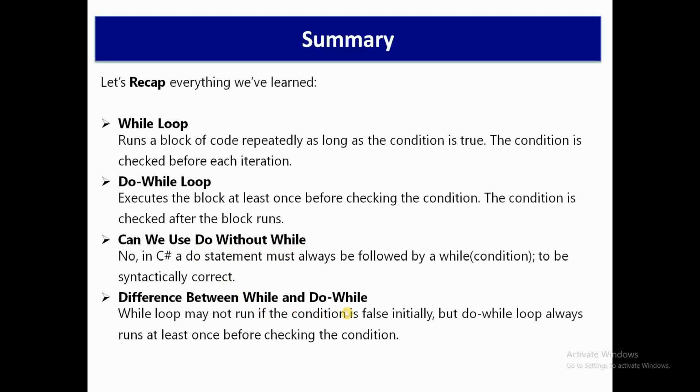Difference between while and do while. While loop may not run if the condition is false initially, but do while loop always runs at least once before checking the condition. So this is the behavior of while and do while. In while, it will check the condition in the starting, but not in the case of do while. It will iterate your code one time, and after that it will check the condition in do while. So these are the topics you can practice in your Visual Studio.